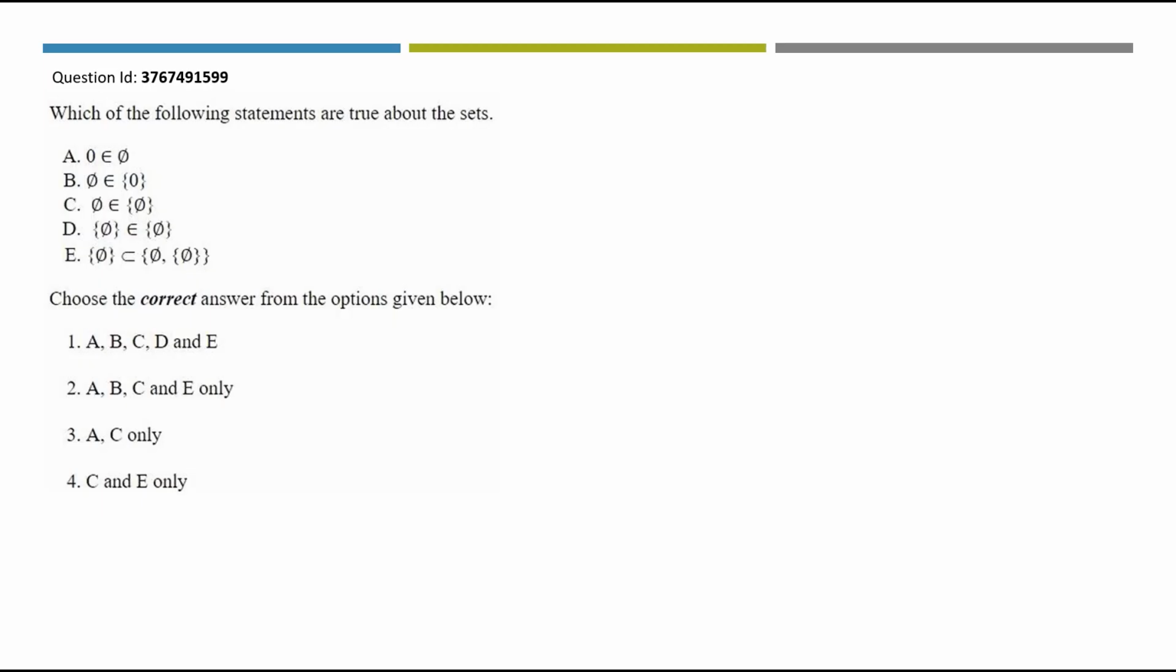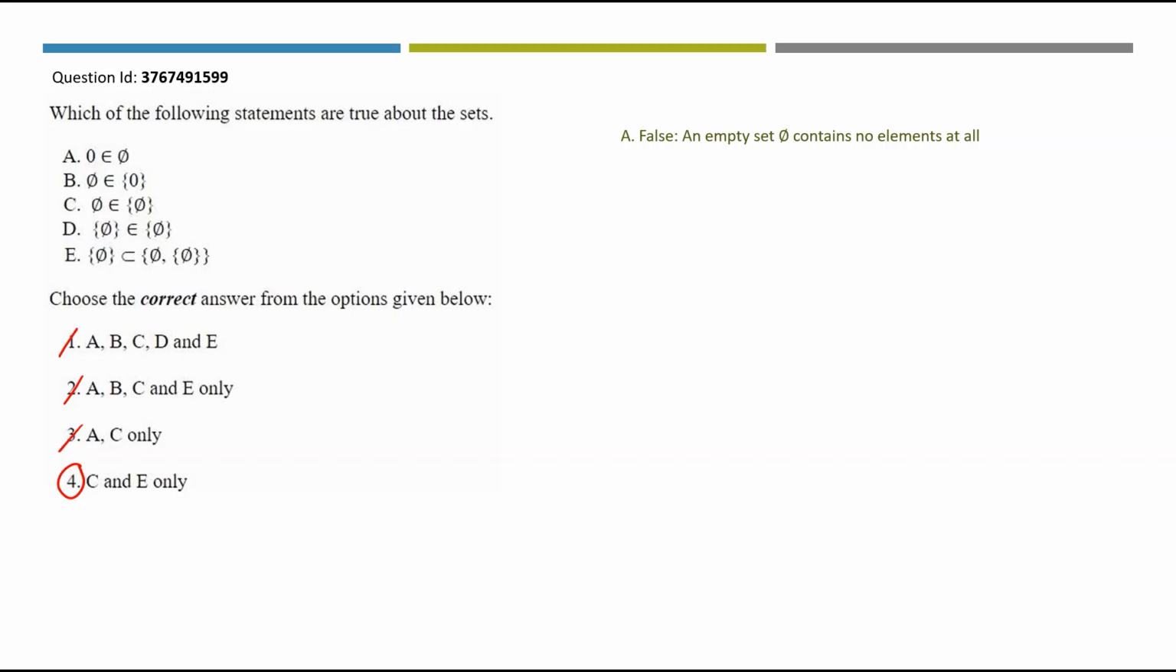0 belongs to empty set. The empty set representation is the phi symbol. A is false because the empty set contains no element. They are asking which are true. Whichever options involve A can be ruled out, and from here itself you can find option 4, C and E only will be the right answer.